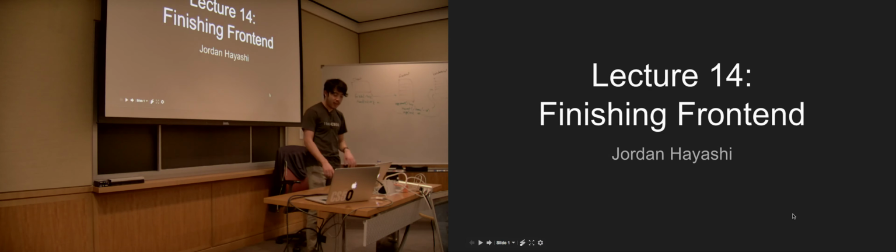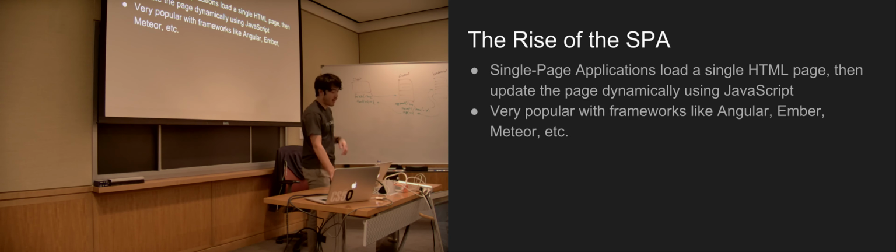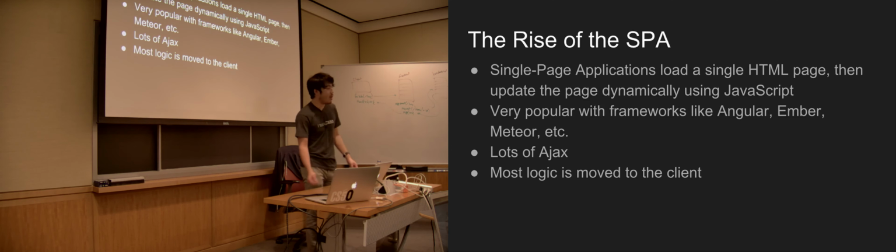And then for the last lecture, we talked about finishing front end, so we tied up all loose knots. Rise of the SPA. What's a SPA? Single page app. And it's just what I demoed quickly earlier, where there's one skeleton that gets loaded, and then using AJAX, so asynchronous requests, the page dynamically updates. And so frameworks like Angular, Ember, Meteor implement this. And so most of the logic, most of the processing is moved to the client side.